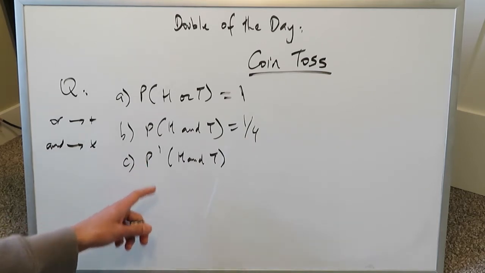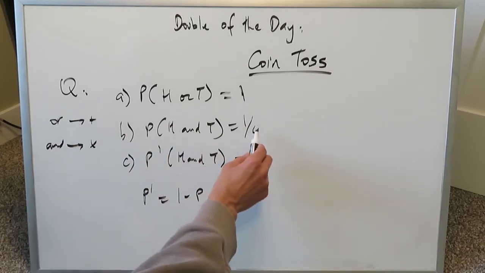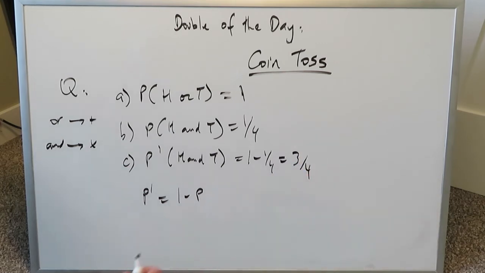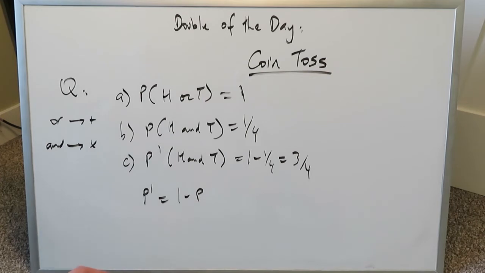Part C says, what's the probability of not getting this head and tail? You know the probability of not getting something is equal to 1 minus the probability of getting it. Therefore, you look back at the answer for B, you do 1 minus 1 over 4, and your answer is going to be 3 over 4. And that's a pretty high probability. There's a 3 out of 4 chance, or 75% of the time, that you will not get a head and a tail on two successive coin tosses where the first is a head and the second is tail. So this answer over here should be right as well.